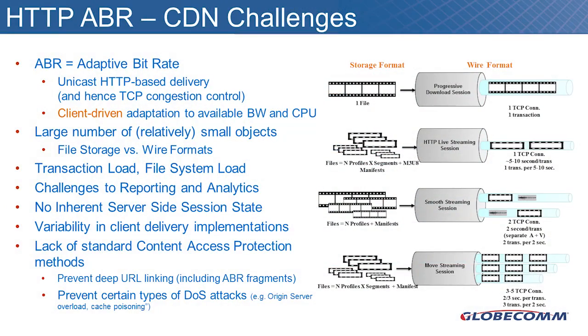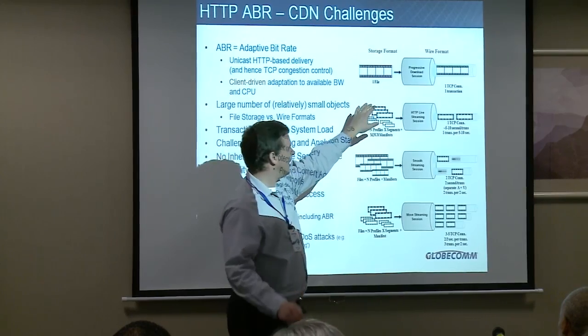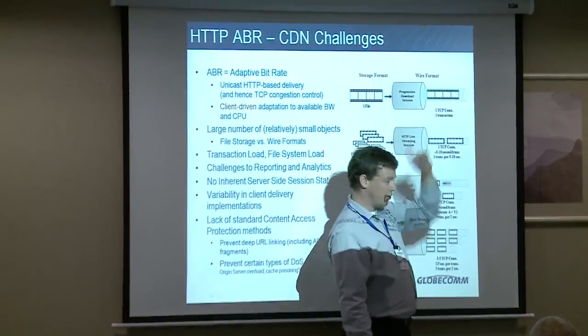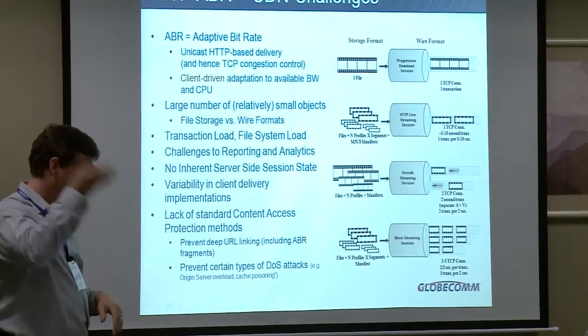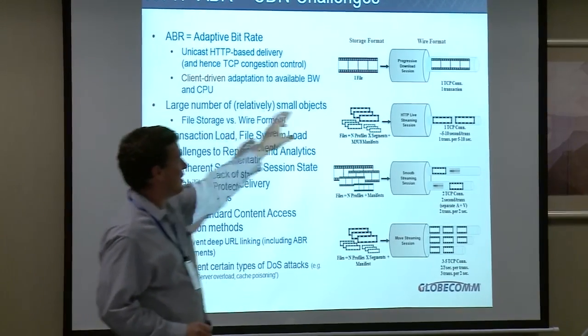I just want to spend 5 minutes, if I've got 5 more minutes, to talk about the challenges that ABR loads onto a CDN. So the CDN is traditionally an architecture that moves content very efficiently from one place to multiple points. Just to show you some of the complexities of this, if you're doing a single file download, you have the file, and so this is a progressive download. It's one TCP connection, and it's one transaction. We start it up, sending chunks, we ACK, we're done, and the connection's finished.